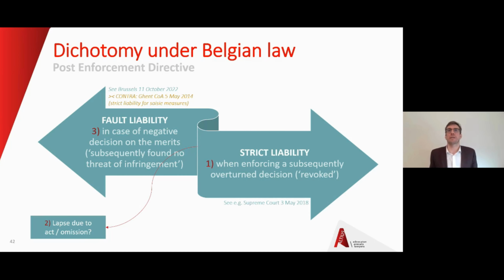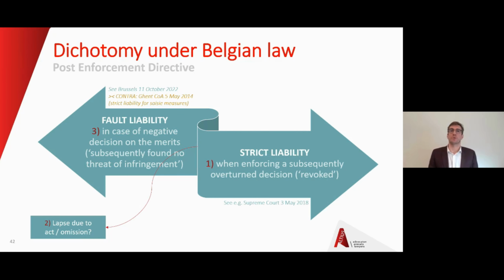Again, it's still strict liability when enforcing a subsequently overturned decision. That's the first situation under Article 7.4 and 9.7 of the Enforcement Directive. And the Supreme Court confirmed this in 2018. There is strict liability if your PI or CISI is later overturned in appeal or in third-party opposition proceedings. The other situation is in case of a negative decision on the merits. If there is subsequently found to be no threat of infringement, then you have fault liability. That's the third situation under Article 9.7 and 7.4.